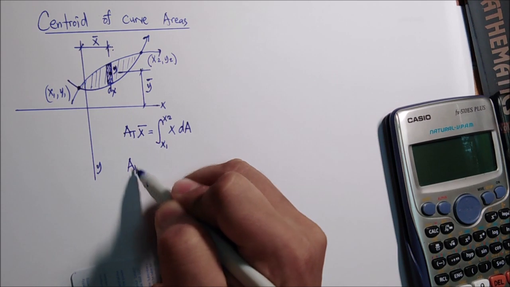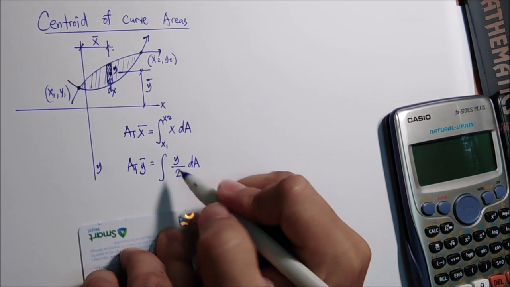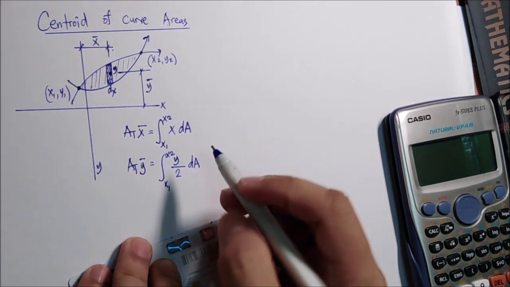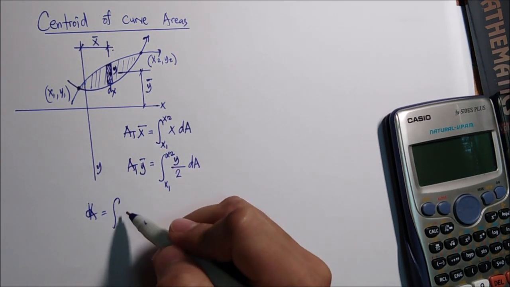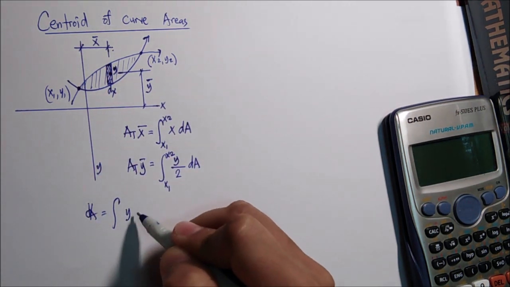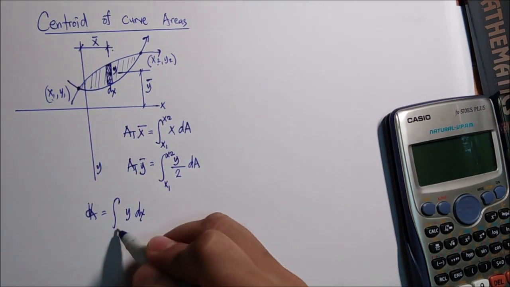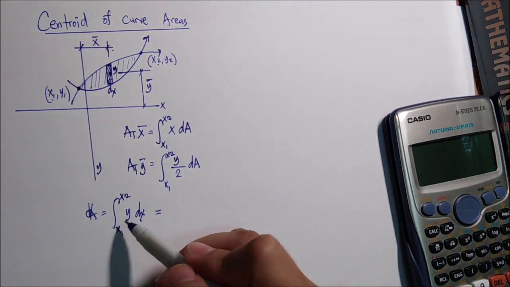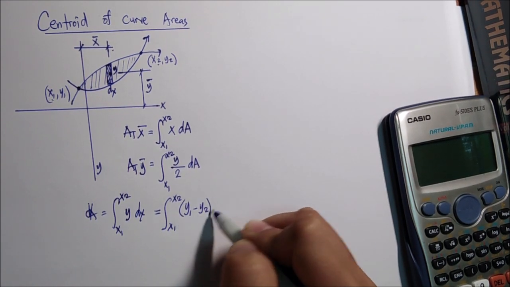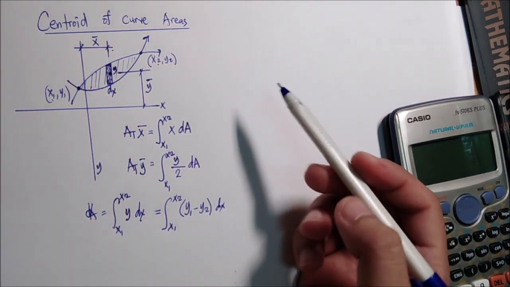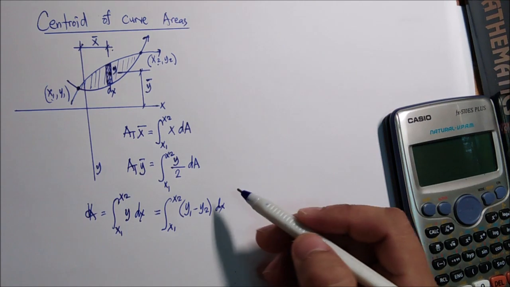The next one is area total times bar y, that is equal to the integral of y over 2 dA, still from x1 to x2. What is this dA? When you calculate the area bounded by these curves, we have the integral of y dx, if you remember from our previous video. If this is dx, your limit to use is in terms of x, x1, x2, and this y is equal to y1 minus y2 dx. That is the value of y of the first curve minus the y of the second curve. This is your dA.